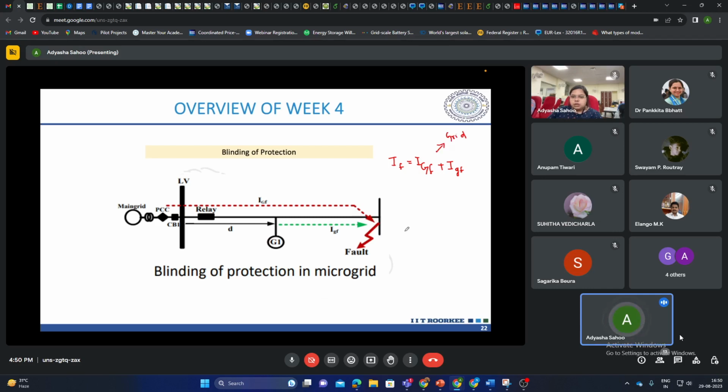So what will happen here is the amount of fault current I fault seen by the relay will reduce. In case of a fault, this relay may not be able to detect it because a certain quantity of fault current is also being supplied by this generator. So basically we can say this relay will be blinded. It will not be able to see the current, so it will not be seeing the fault.